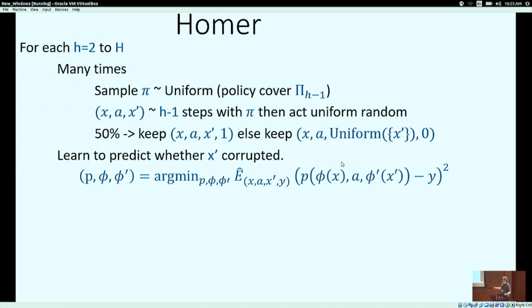So we're going to learn to predict whether or not x prime has been corrupted. In particular, we're going to do this in a little bit of a funny way. I could just have a function of x, a, and x prime, which predicts y. But instead, I'm going to add some structure. I'm going to say this function consists of essentially a lookup table and a bottleneck here and a bottleneck here, and taking the action as well into account. And so this phi prime of x prime is maybe the most critical one. This can be some arbitrary function, but we're going to restrict the range of its output. We're going to say that maybe it only has 30 output values or 3 output values or something, whatever is necessary to solve this problem to sufficient precision.